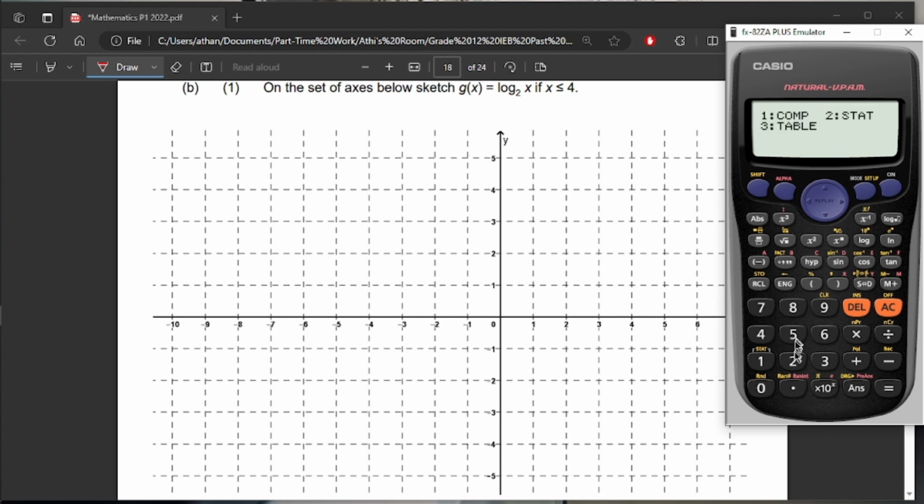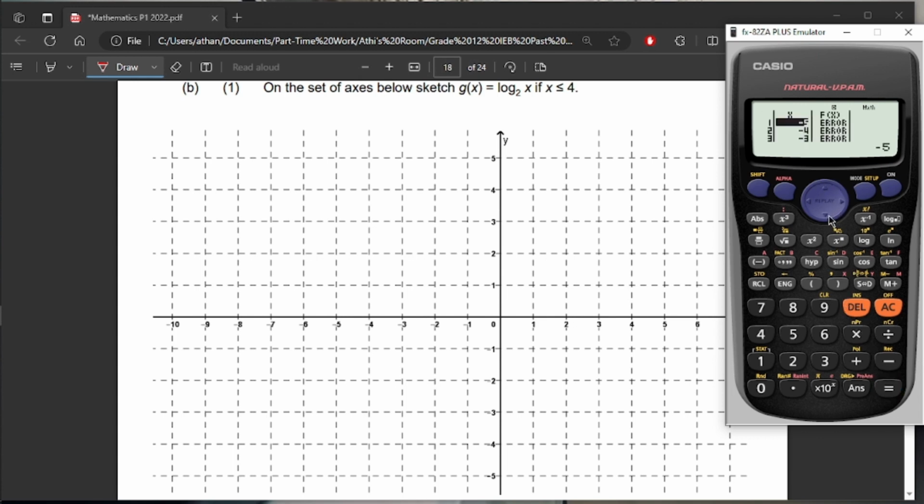Let's see, mode table, because we're trying to sketch the graph of g, and it is log base 2 of x. Okay, and then we're gonna use f as g, whereby x is less or equal to 4. I press equals again. Let's say we start from negative 5, and then we end at 4, because that's where we end. Jump by 1. There you go.